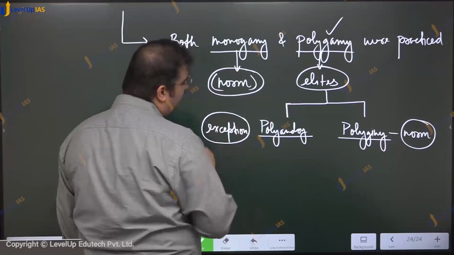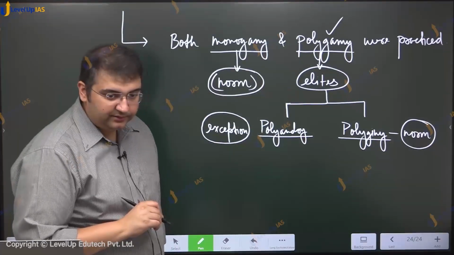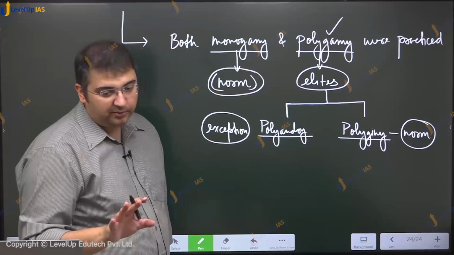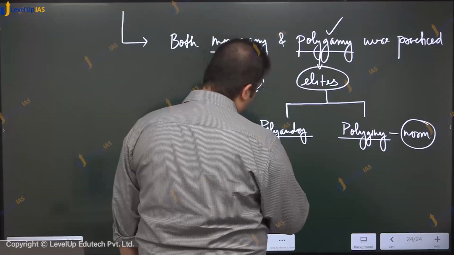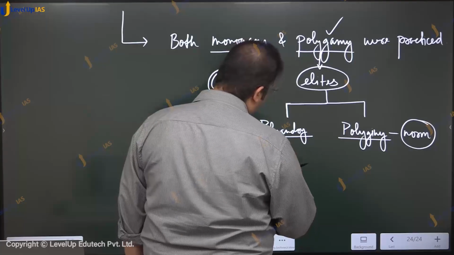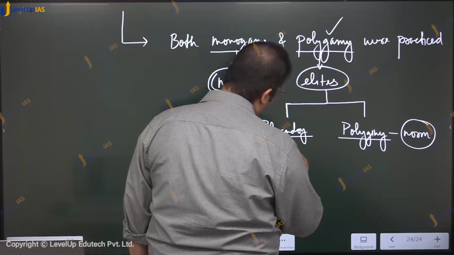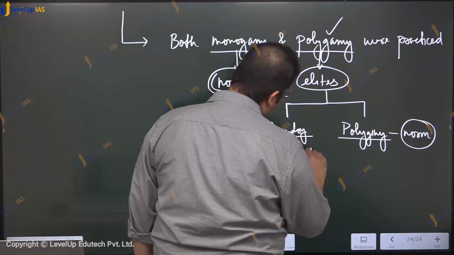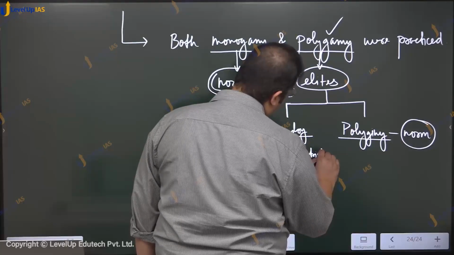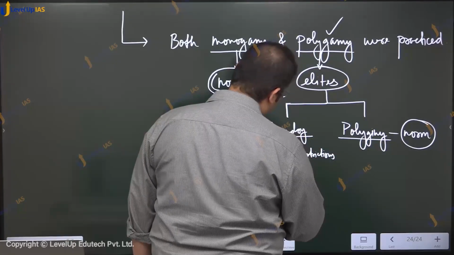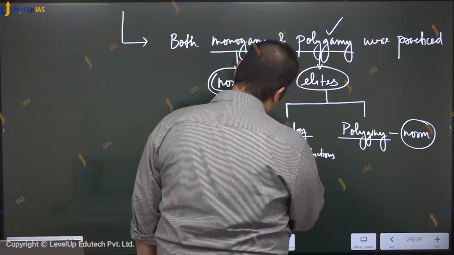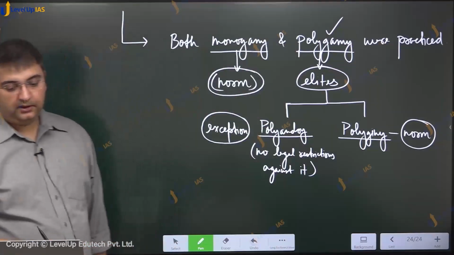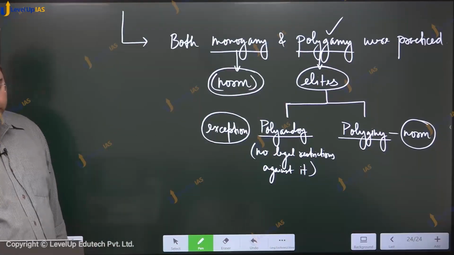But was polyandry prohibited in any way? It was not prohibited. ठीक है? But there were no legal restrictions against it. Although it was the exception, there were no legal restrictions against it.